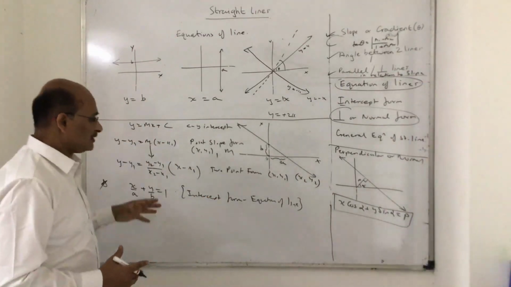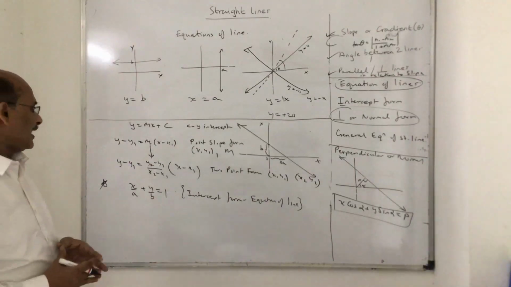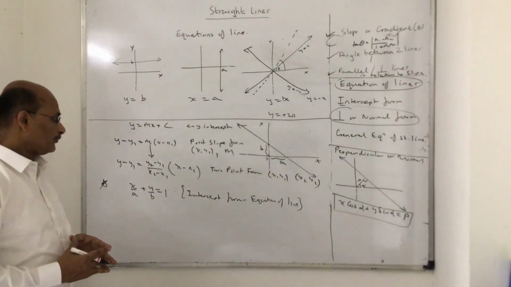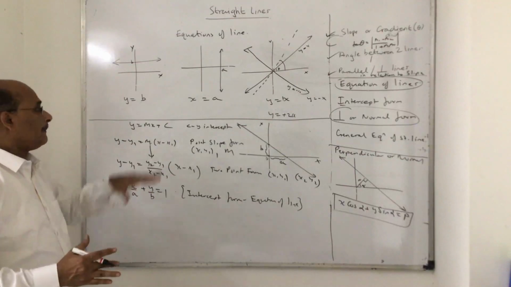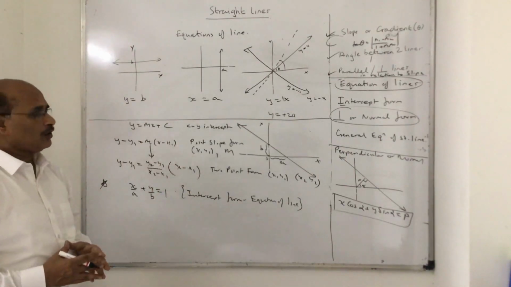We just touch these things again and again. So pause and note it down. We'll go and explore examples based on this particular point of equation of a line.